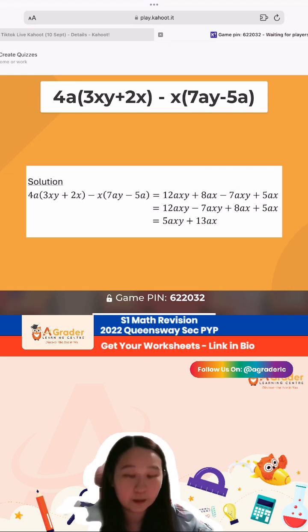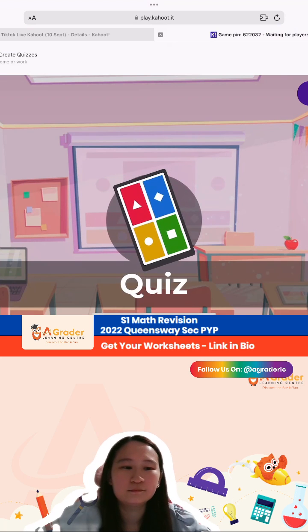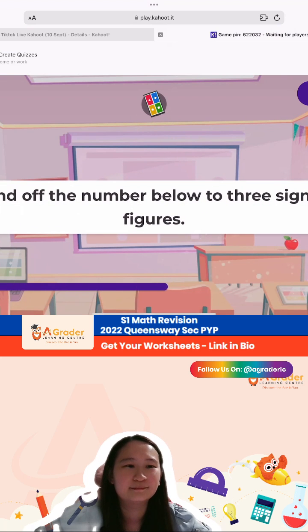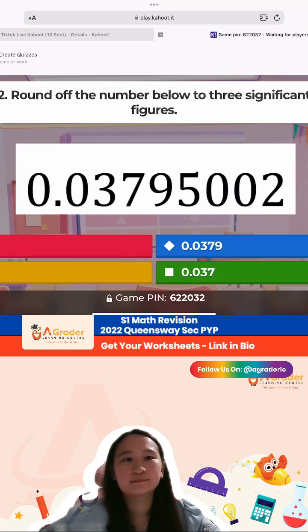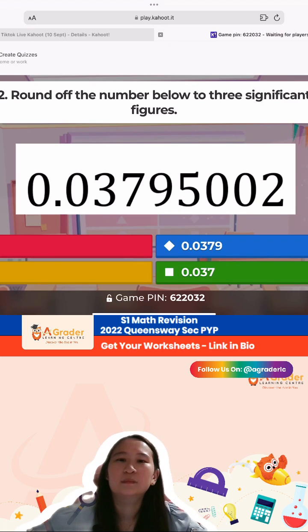Then after which we will need to simplify the like terms. Okay, so 12axy minus 7axy will give us 5axy. Then 8ax plus 5ax will give us 13ax. Next, round off the number below to three significant figures.